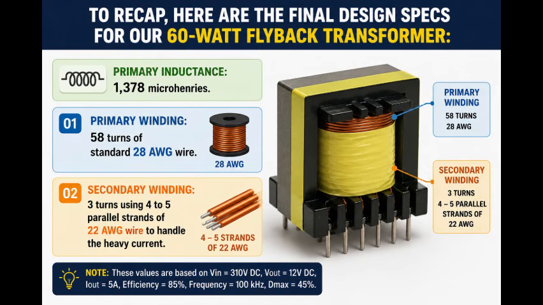Here are the final design specs for our 60-watt flyback transformer. Primary inductance, 1378 microhenries. Primary winding, 58 turns of standard 28 AWG wire. Secondary winding, 3 turns using 4 to 5 parallel strands of 22 AWG wire to handle the heavy current.